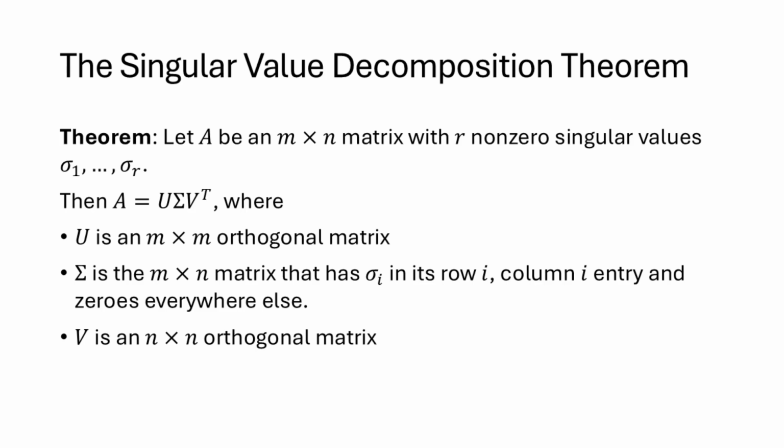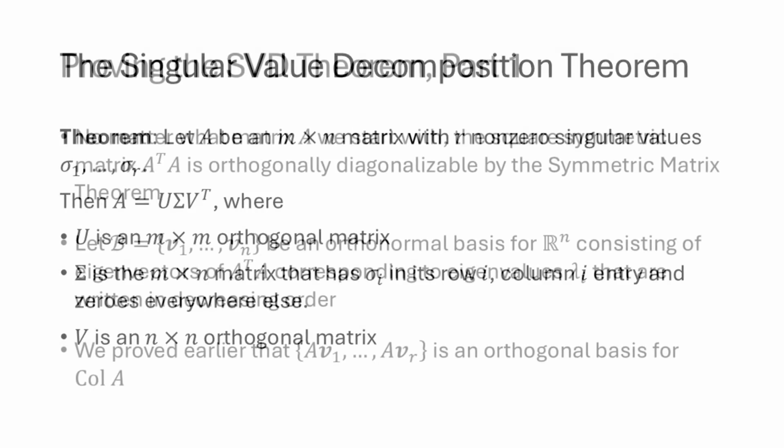So here's the decomposition, and here's what the theorem says. If A is an m by n matrix with r non-zero singular values, sigma 1 through sigma r, then A can be written as U sigma V transpose, where U is an m by m matrix. Sigma is the m by n almost diagonal matrix that we were just looking at on the previous slide, and V is an n by n orthogonal matrix.